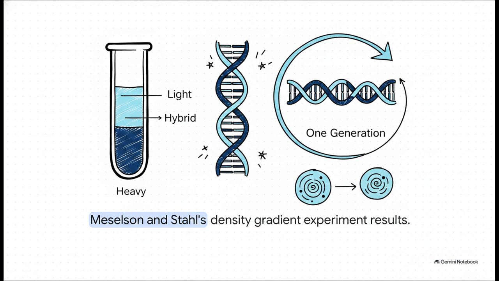The extracted DNA didn't settle at the heavy band at the bottom, and it didn't float up to the light band at the top either. It settled right smack in the middle. It had a perfect hybrid density. This proved beyond a shadow of a doubt that exactly half the DNA was from the old heavy ingredients and half was from the brand new light ingredients. Boom! The semi-conservative theory was absolutely correct.